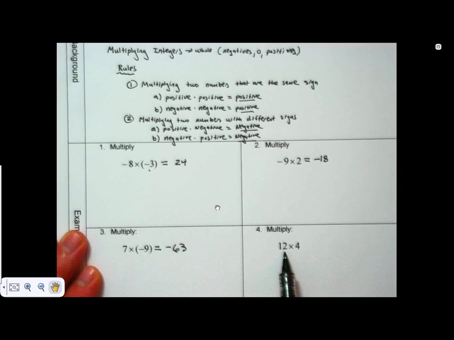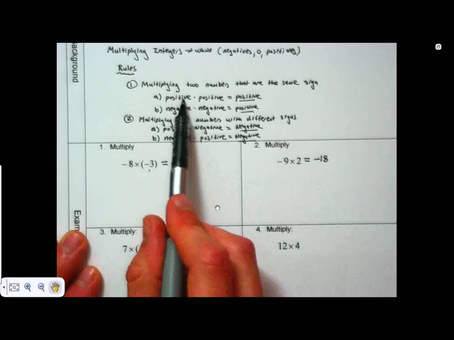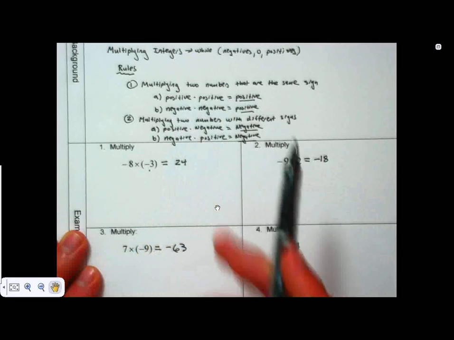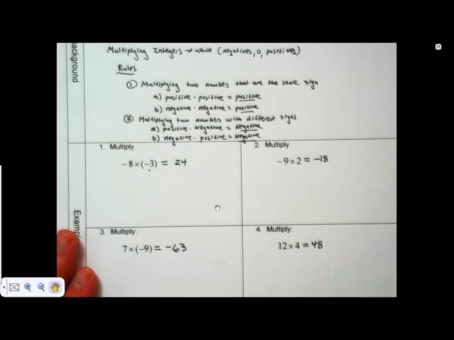Okay, and then this last example, I have a positive times a positive. Well, these two signs are the same, so that falls in rule number 1. So my answer is going to be positive. And 12 times 4 is 48.